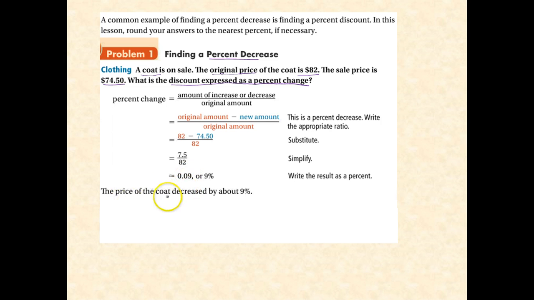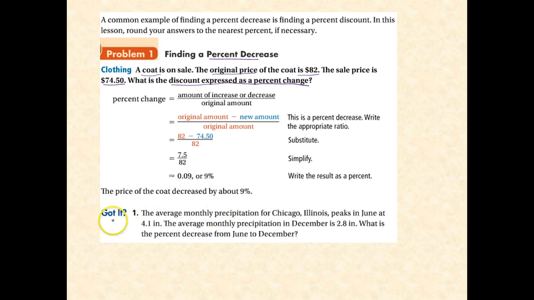So, the price of the coat decreased by about 9%. Pause. See if you got it. Push play when you'd like to find out if you actually got it.